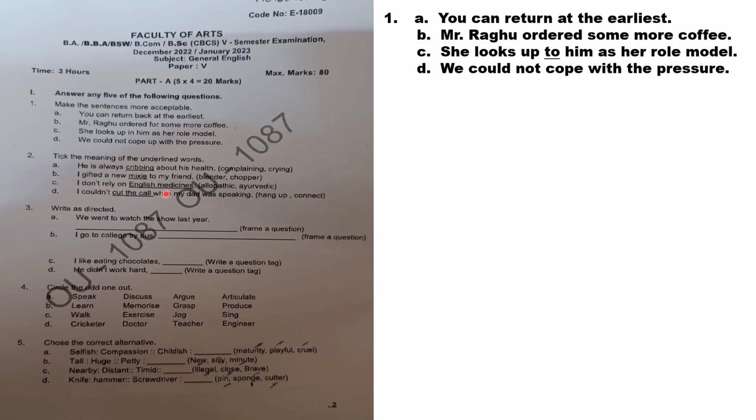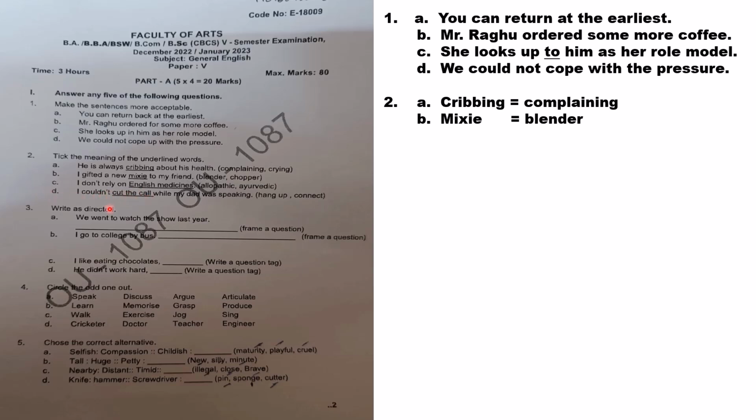He is always cribbing about his health. So what is the meaning of cribbing? Cribbing means complaining. B. I gifted a new mixie to my friend. So mixie is an Indian word and what is the meaning of mixie? Blender. When we mix things in it, it is called as a mixie.